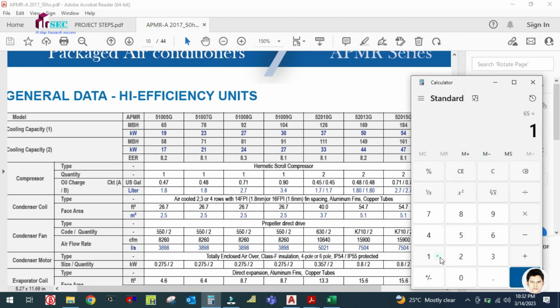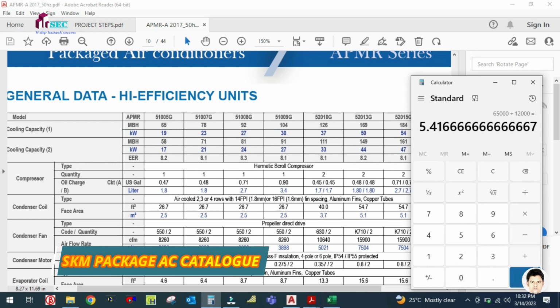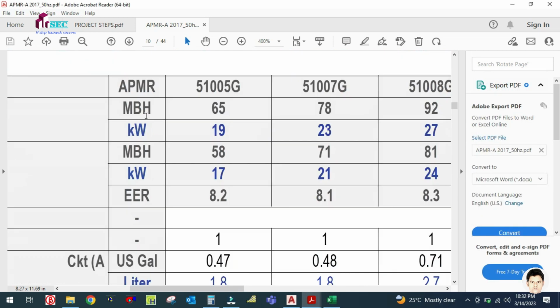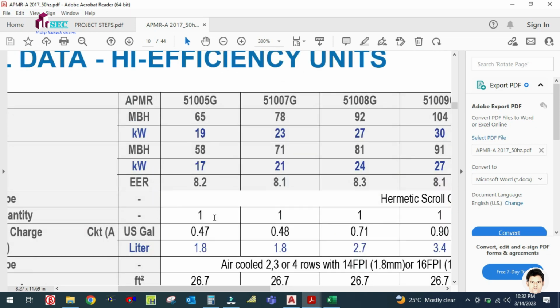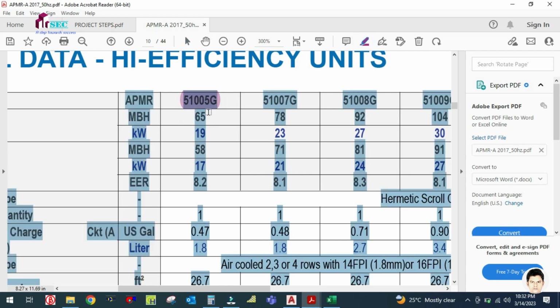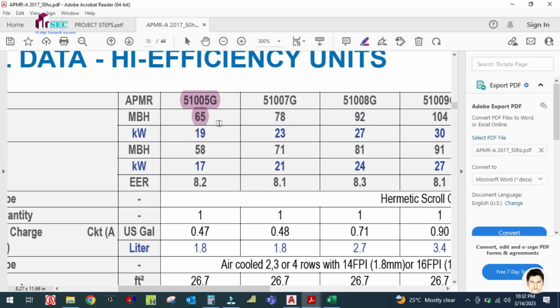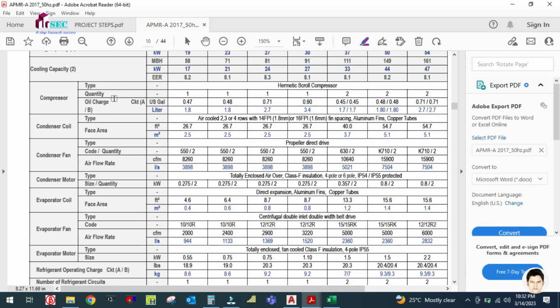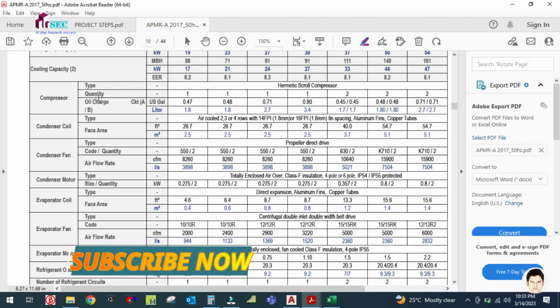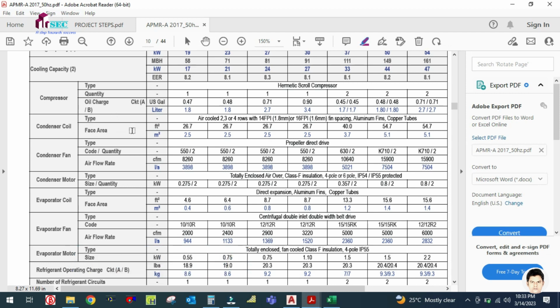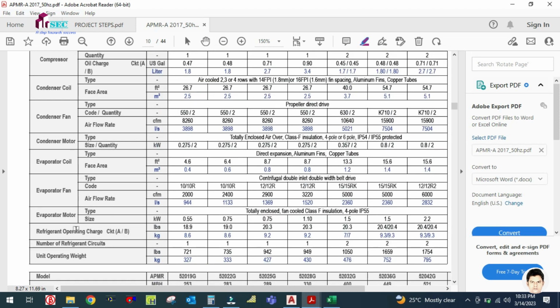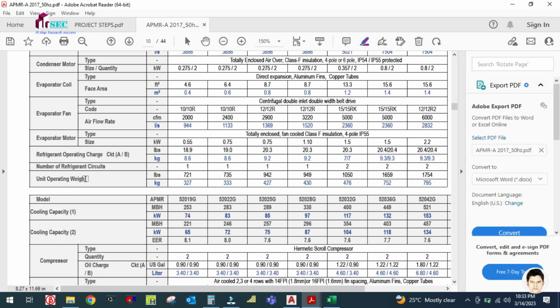65 mph, so divided by 12,000, 5.4 ton. So the first option is 5.4 ton, that is model number 51005G, and the capacity is 65 ton only. And here you can see the compressor detail is given here, compressor type, quantity, and oil. Condenser detail is also given here, condenser fan detail, condenser motor, evaporator coil, evaporator fan, each and everything is given here. And unit weight is also given, and the amount of refrigerant is also given here.